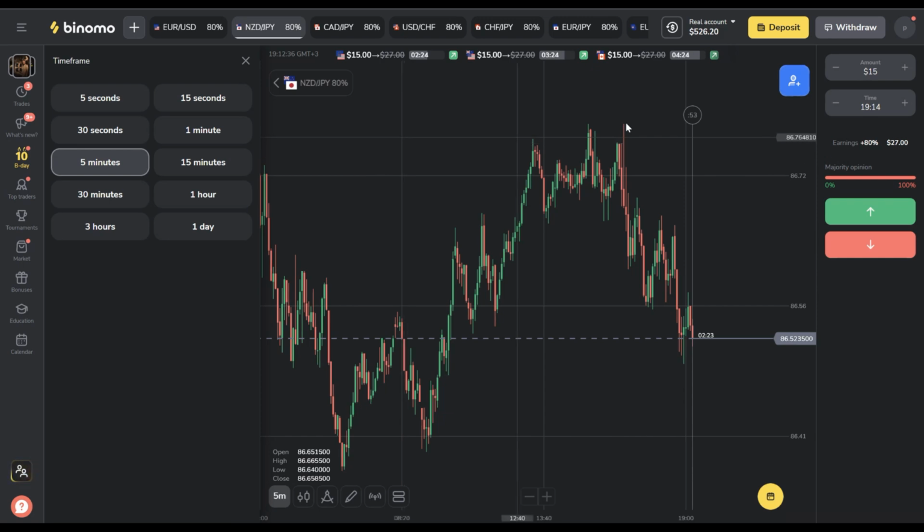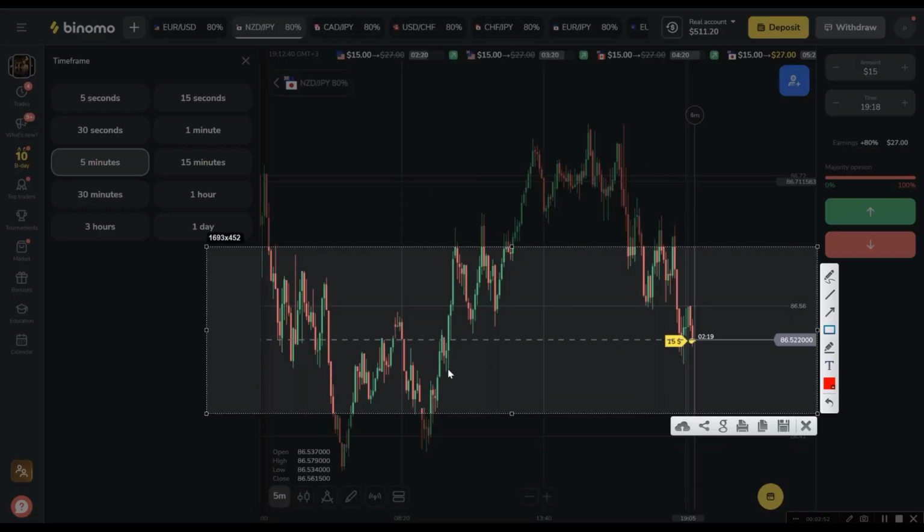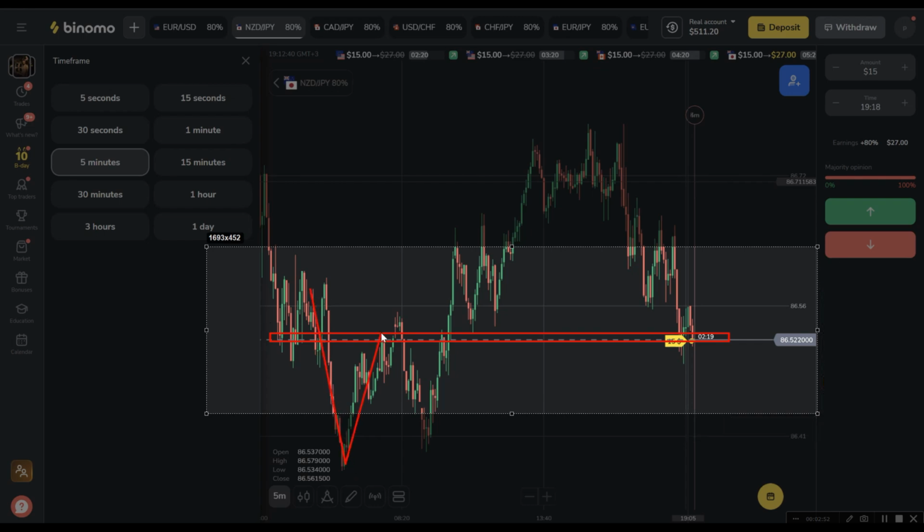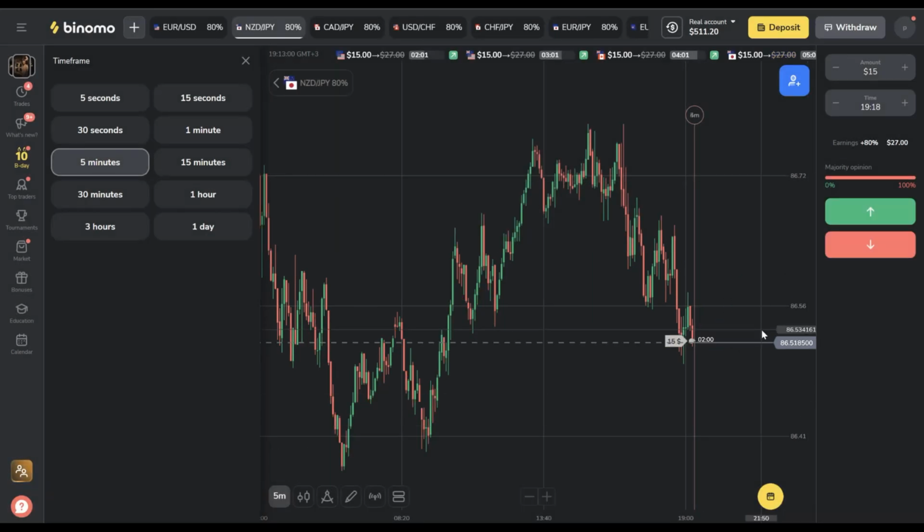New Zealand dollar yen will open for an increase. This is a good support zone in this case. We previously had a very clear double bottom pattern forming right here at this specific point. The price then reacted very well to this zone. Now the price has approached this zone from above, so I've opened a trade for an increase.